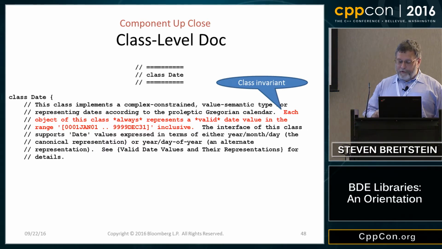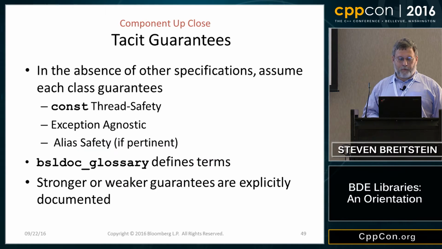Okay, so this is one example of, despite our heavyweight documentation, there are certain things that are tacitly assumed, have to be known by the reader. These particular terms are defined by the glossary, and if there are stronger or weaker guarantees for a particular class or particular method, those will be called out fairly emphatically.